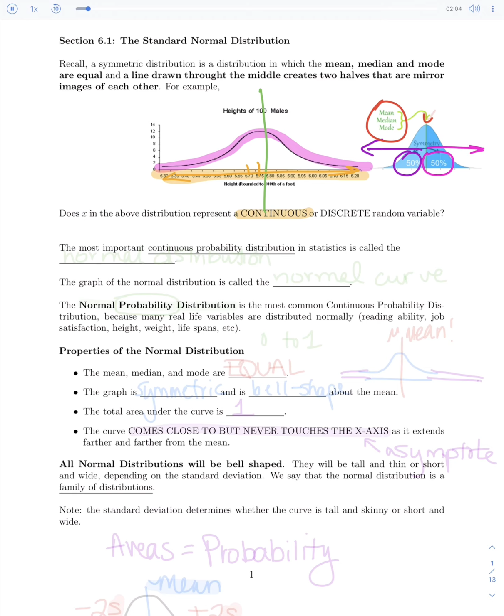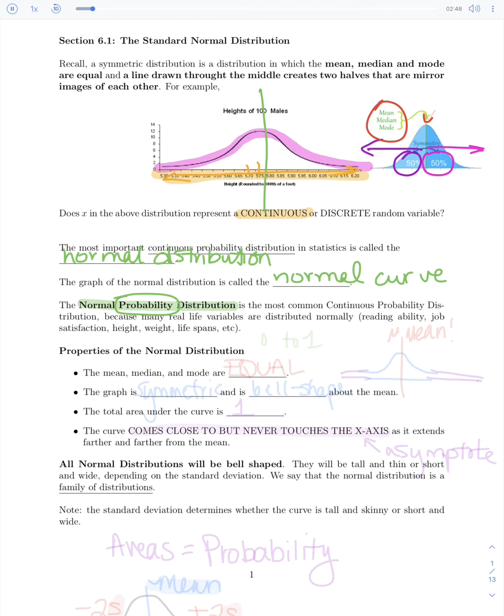So this picture we're going to use a lot in this class. It is the most important picture, I would say, in all of statistics. This continuous probability distribution is called the normal distribution. And when we look at the picture, we tend to call this picture a normal curve. And when we start talking about different values, we're actually going to look at what are called the normal probability distribution, meaning we're going to be looking at probabilities again.